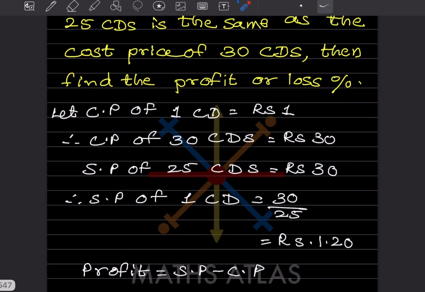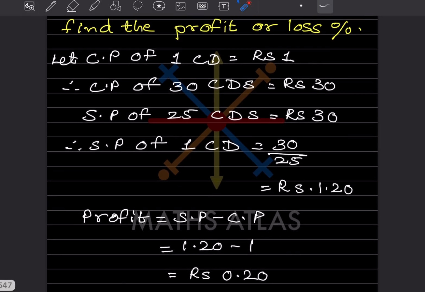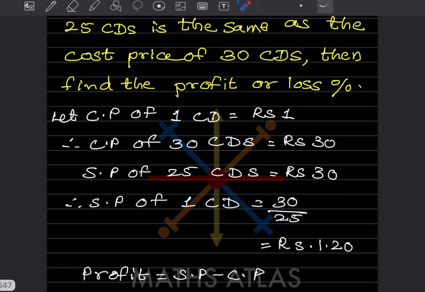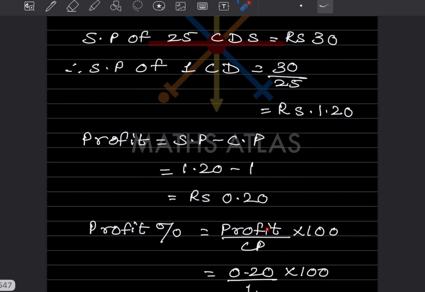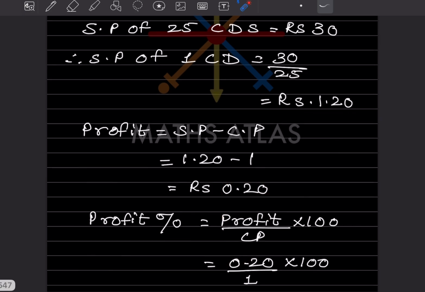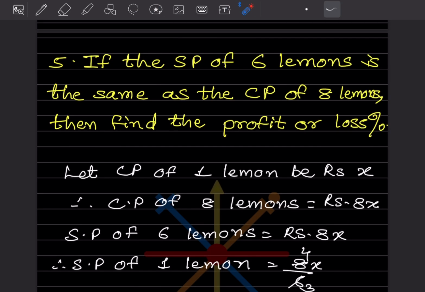Now the cost price is 1 and the selling price is 1.20, which means there is a profit. Profit is selling price minus cost price. So 1.20 minus 1 is going to be 0.20. So we want a profit percentage. We are going to use this formula, profit by CP into 100. So here we have 0.20 divided by the CP we have considered as 1, into 100. When you multiply this, you get 20 by 1, which is going to be 20%.